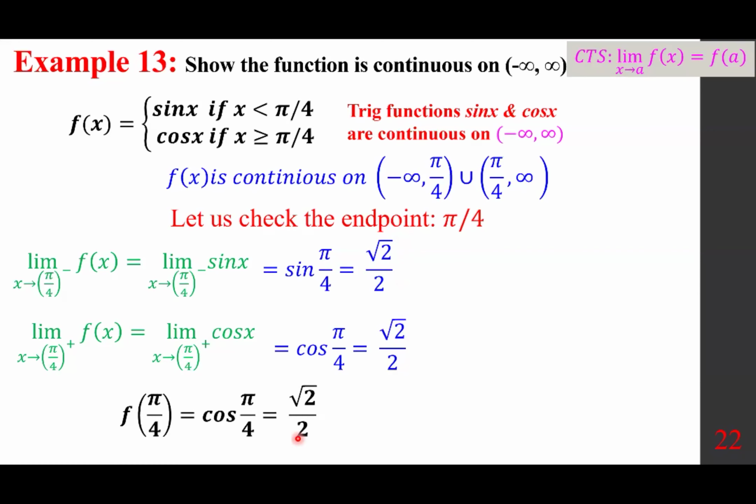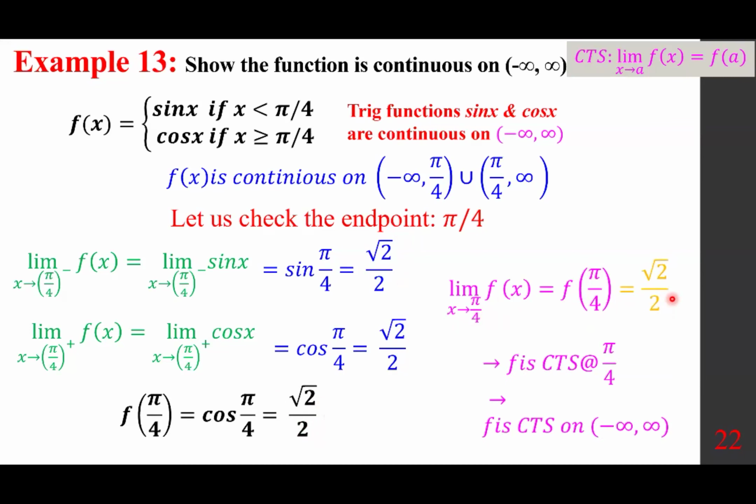The functional value exists, and it's equal to the same thing. Therefore, the limit of f of x as x approaches pi over 4 equals f of pi over 4 equals square root of 2 over 2. That means the function is continuous at pi over 4. And therefore, it's continuous from negative to positive infinity, because pi over 4 was the only point we had to check.